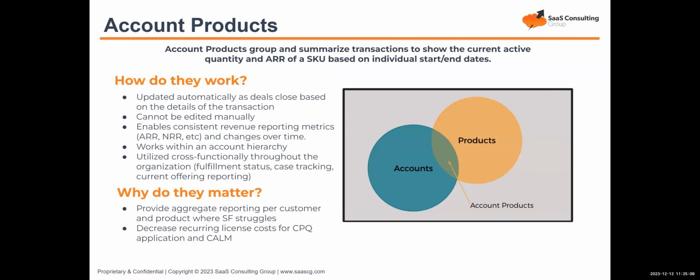So account products, as the name implies, it's the intersection of what products your customers purchase. And it is an effect of CPQ transactions or subscriptions that take place. So there's no manual interaction with this outside of visibility and reporting. What it does is it creates one record for each product and account relationship, and it shows every CPQ transaction that took place. It shows what's currently active, such as active quantity, active status, and active ARR.